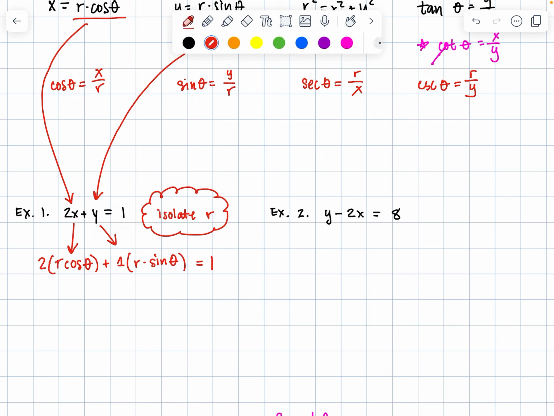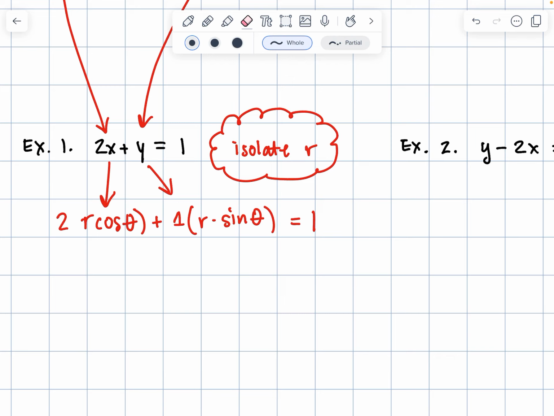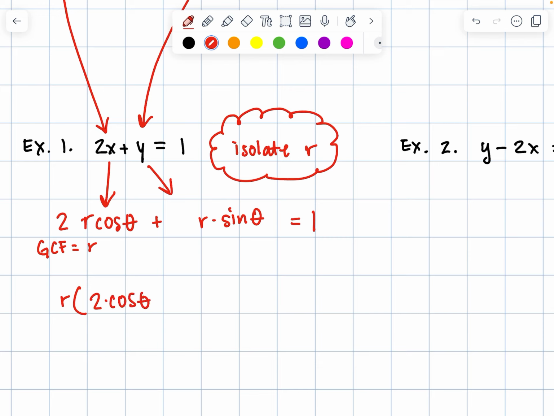To get r by itself, I'm going to drop these parentheses now because this is all multiplication. I'm going to get rid of that 1, 2 because we don't need it. If you notice here, we have an r in both terms. We could actually GCF that out. GCF of r. So that means we put the r on the outside of the group, have everything else on the inside. 2 still being multiplied with cosine theta plus, r is now gone here, so now we're just left with sine theta is equal to 1.